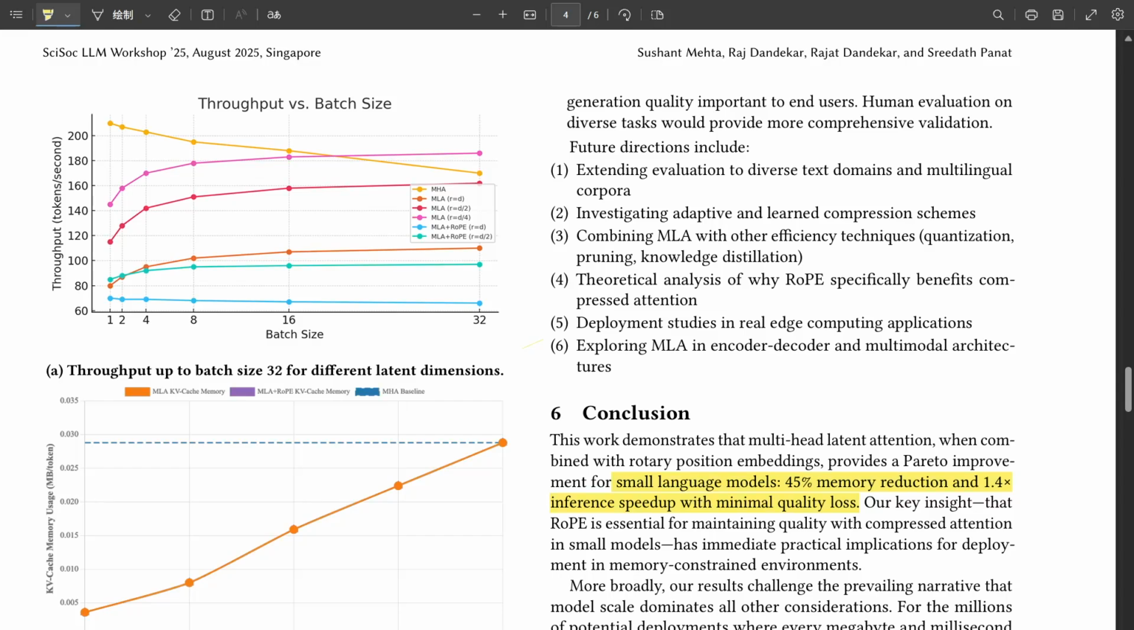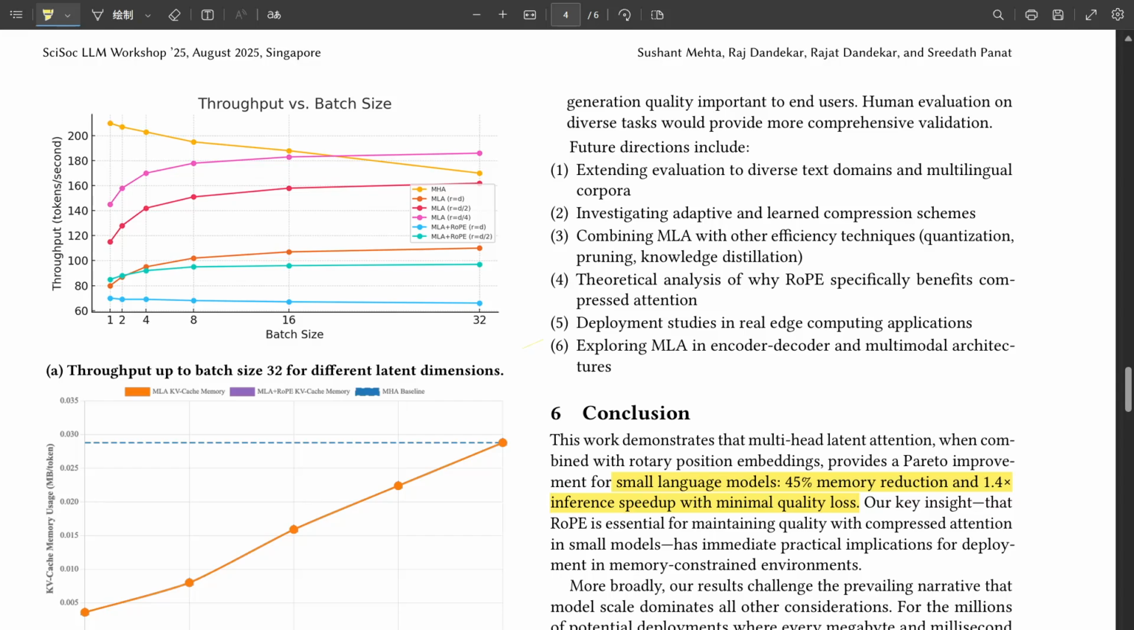Standard MHA might just add explicit embeddings based on position. But this paper specifically investigates using rotary positional embeddings, or RoPE, alongside MLA. RoPE. Right, that encodes position using rotations somehow. I know it's often cited for helping models handle longer sequences better. Yes, that's its key strength.